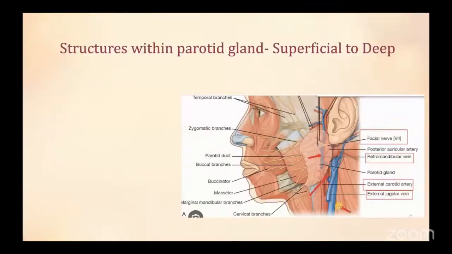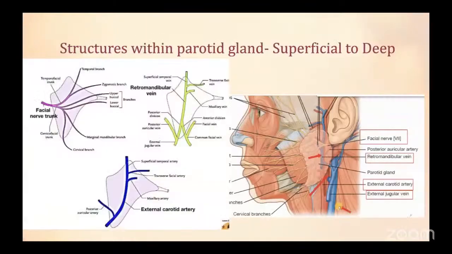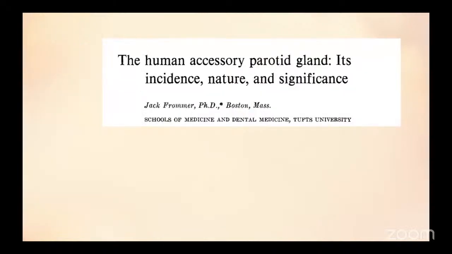From superficial to deep, there are structures within the parotid gland. The facial nerve is the most superficial, followed by the retromandibular vein and the external carotid, which is the deepest. All these structures supply the gland as well and also run within this parotid gland.